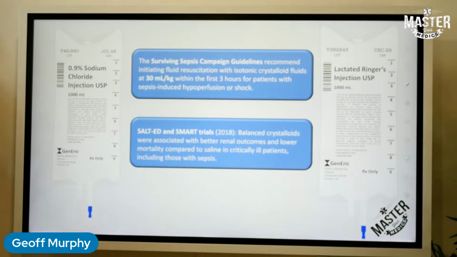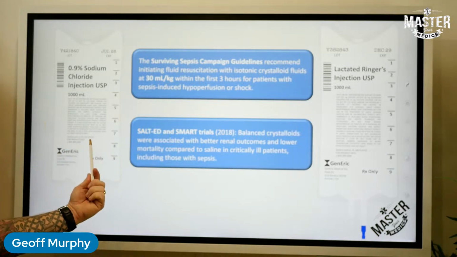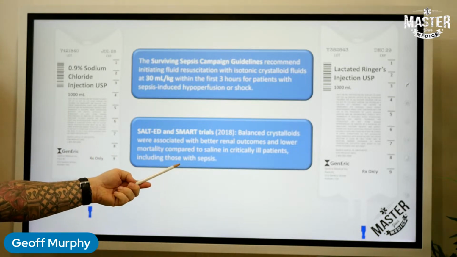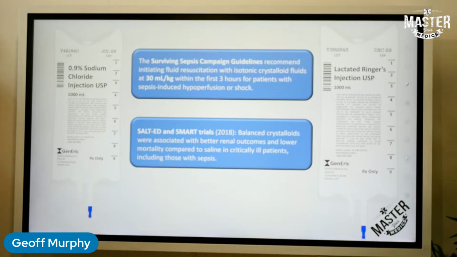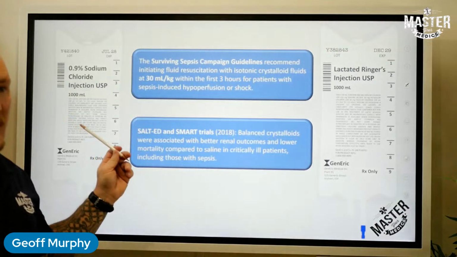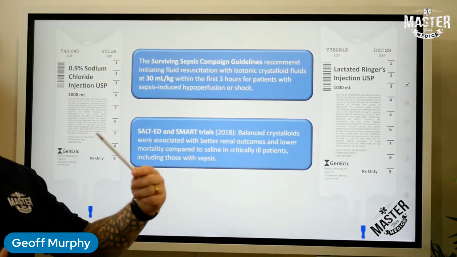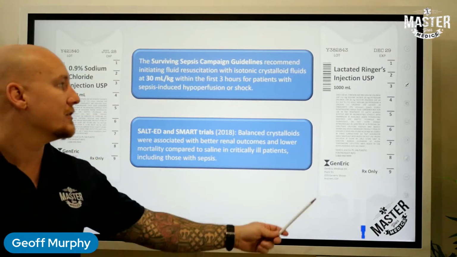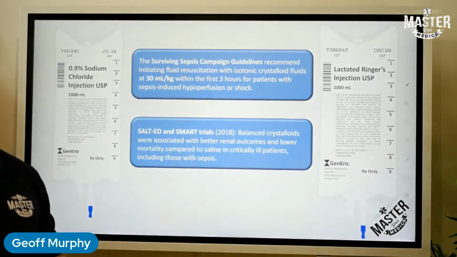So if you have the choice between the two, lactated ringers should be what you're using in these patients, in any shock patient for that matter. Especially when you're using high volumes of fluid, because normal saline, because of its high chloride amount, can actually cause more acidosis in these patients and further worsen them. So ideally, using a balanced fluid is going to help you in a few different ways.